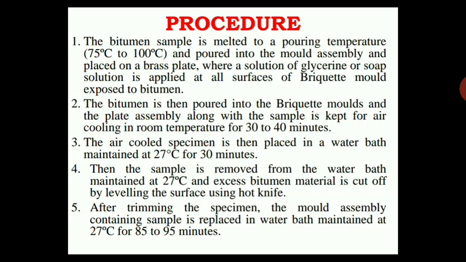the bitumen will melt into a liquid state. After heating up to 75 degrees Celsius to 100 degrees Celsius, we need to pour it into a mold assembly, which is placed on a brass plate. For the mold assemblies, we need to apply a certain solution like glycerin or soap solution, so that the bitumen does not stick to the surface of the molding system.